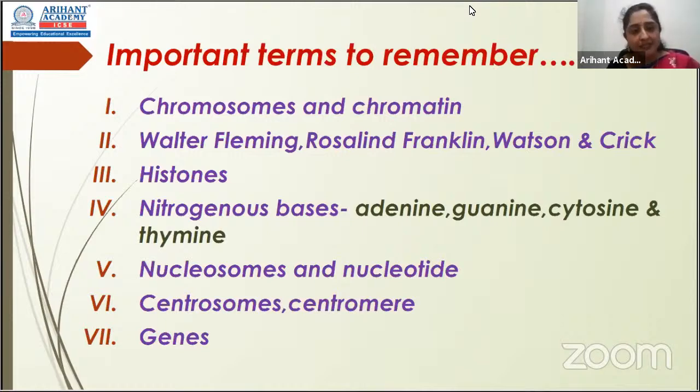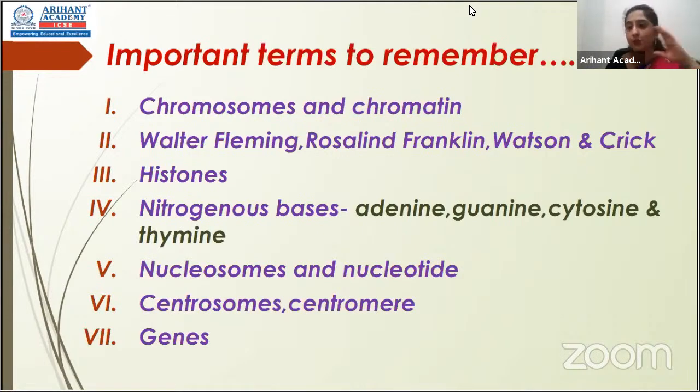Chromosomes, the colored bodies, carriers of hereditary characteristics. Chromatin, the fine meshwork, which is found in the nucleus. Walter Fleming was the person who first saw a pair of chromosomes in the cells of the salamander. Rosalind Franklin and Watson and Crick, discoverers of DNA. Histone, 60% of the chromosome protein molecules. Nitrogenous bases: A and G are purines, C and T are pyrimidines. ATCG is the combination.